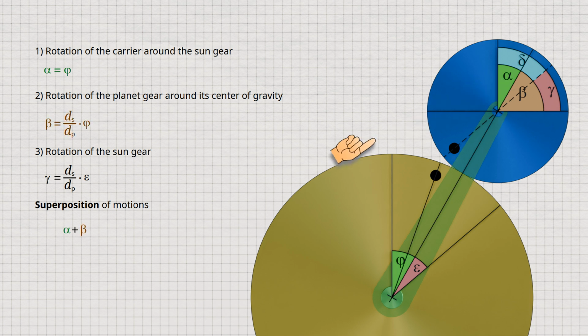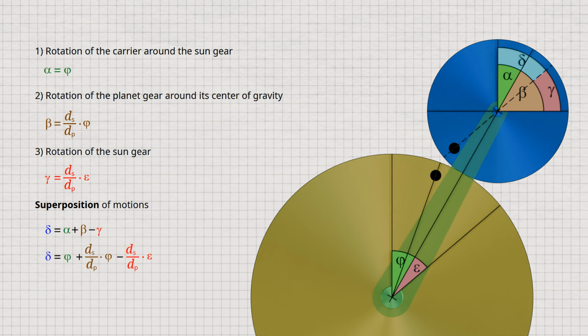If we also take into account that the sun gear rotates clockwise by the angle epsilon within the time t, the planet gear rotates back by an angle gamma. We therefore subtract the angle gamma from the sum of alpha and beta. In this way, we obtain the total angle delta, which describes the rotation of the planet gear within the time t. We use the relationships previously derived for the respective angles alpha, beta, and gamma in this equation.